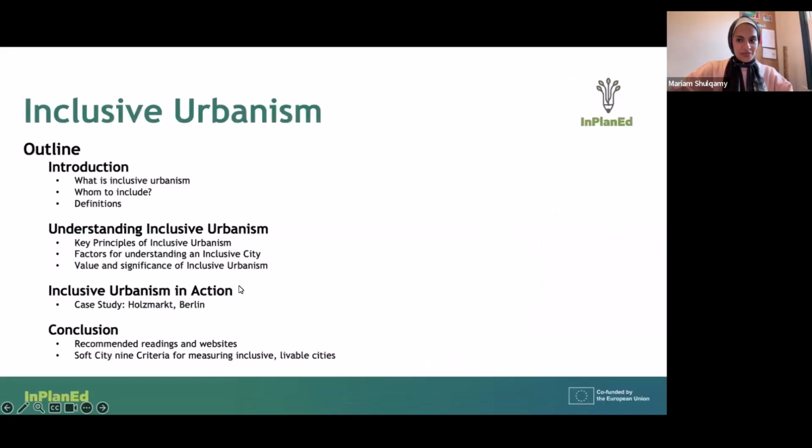Here's the outline for today's presentation. We will begin by defining what inclusive urbanism is, and whom we should include, and what the definitions or concepts associated with it are. Then we will discuss the key principles and factors of an inclusive city, and the value and significance of adopting such a concept in urban planning and design. We will then conclude with a case study, Holzmarkt in Berlin, to see how inclusive urbanism can be applied in real-world projects. And finally, we will provide you with some readings and resources for those who are interested in further explanation of the concept.